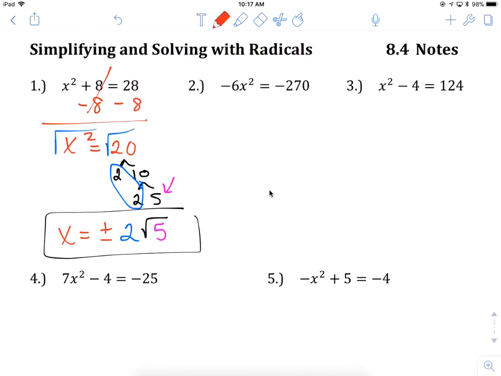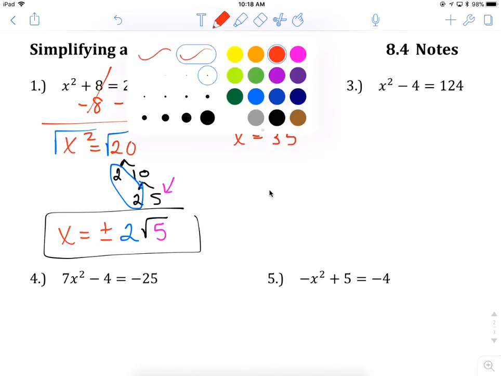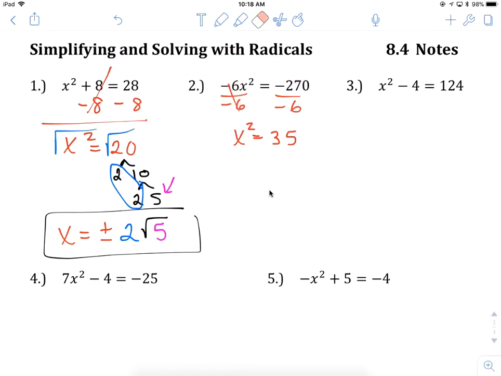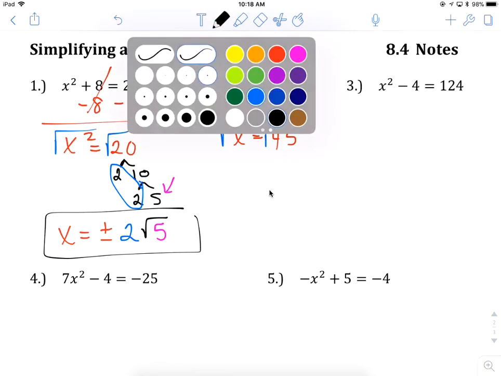I don't have anything to add or subtract, so I'm going to divide by -6. We're looking at x squared equals, let's see, 35. If I go ahead and try to square root this guy, sorry about that, that's a 45. There we go. All right, so we're going to square root this. Now, 45 is not a perfect square again, so let's break it up.